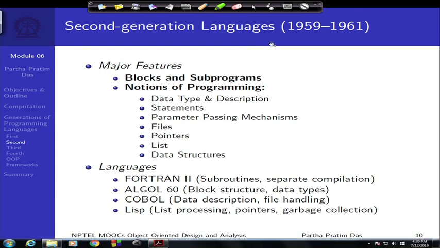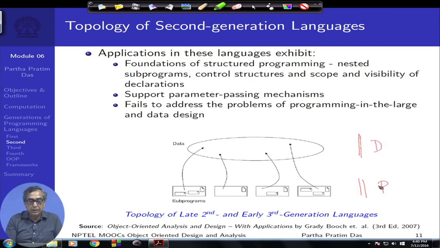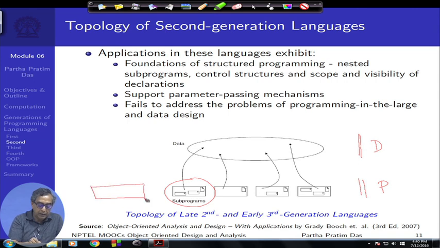the whole computing model. Looking at the topology again, we have the data here, we have the program here, but now the basic foundation of structured programming is starting to come in. Earlier, the subprograms were just one single block in one single code. Now, you have certain structured constructs like loop constructs and condition constructs, which started to get introduced, and subprograms are divided in terms of those.